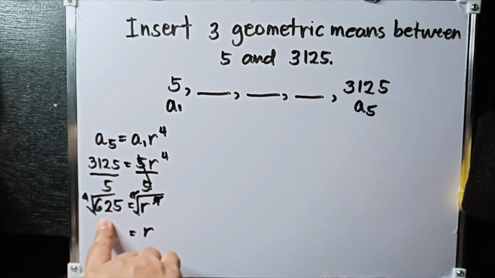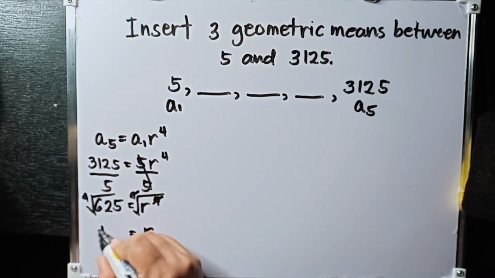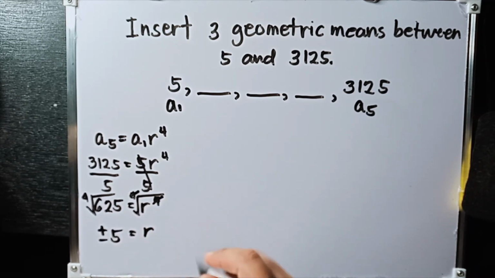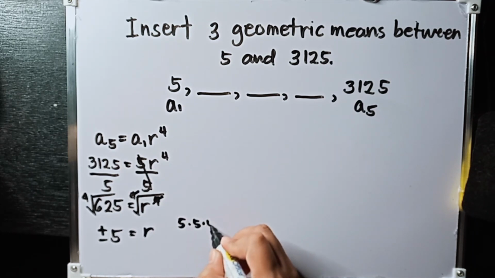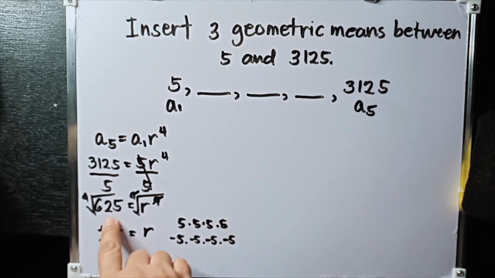So, 625, if we're going to get the 4th root of that, that is positive or negative 5. Okay? Because 5 times 5 times 5 times 5 is 625. Also, negative 5 times negative 5 times negative 5 times negative 5 is also 625. That's why the value of r or the common ratio is positive or negative 5.